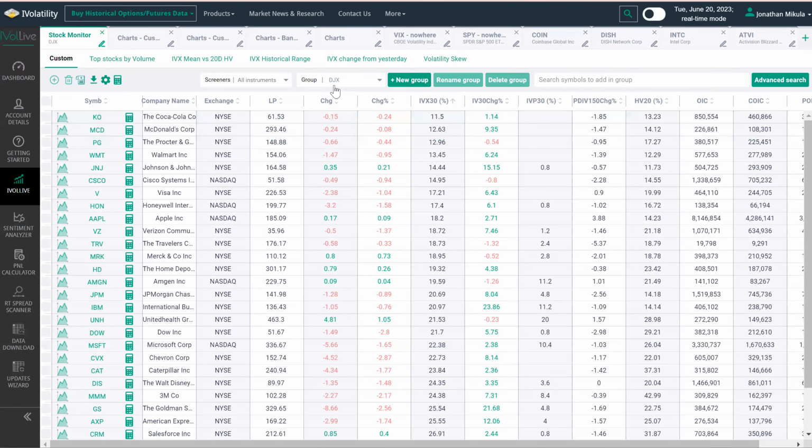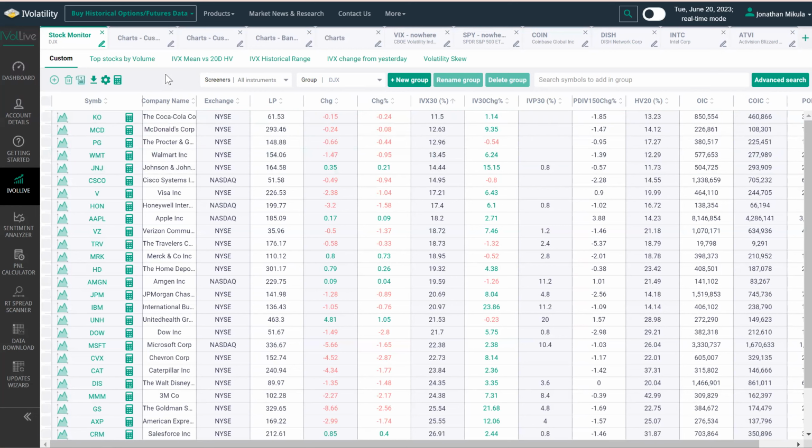Again, this is defaulted to the Dow, DJX, and it's running a screen against everything in the Dow. I have all these different columns that I can use to further analyze. We cover how to use this stock monitor tool in its own dedicated Tuesday webinar. It's a lot to unpack.